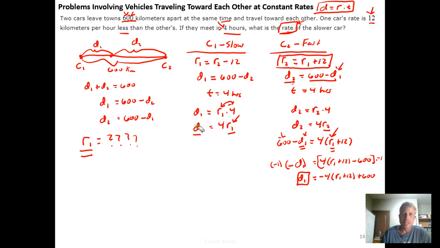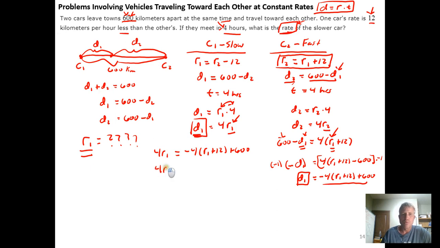And I isolated distance 1 because it is a variable I'm not trying to figure out. And now I'm going to take distance 1, which is equal to 4 times rate 1, and I'm going to set it equal to the other distance 1 right here, which is equal to negative 4 times rate 1 plus 12 plus 600. And now I have a single variable equation because it only has rate 1, and it's linear because rate 1 is only to the first power. Now I just solve it for rate 1.